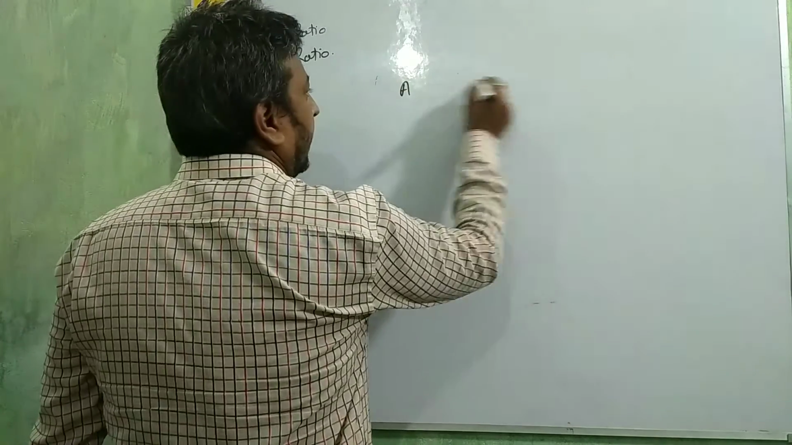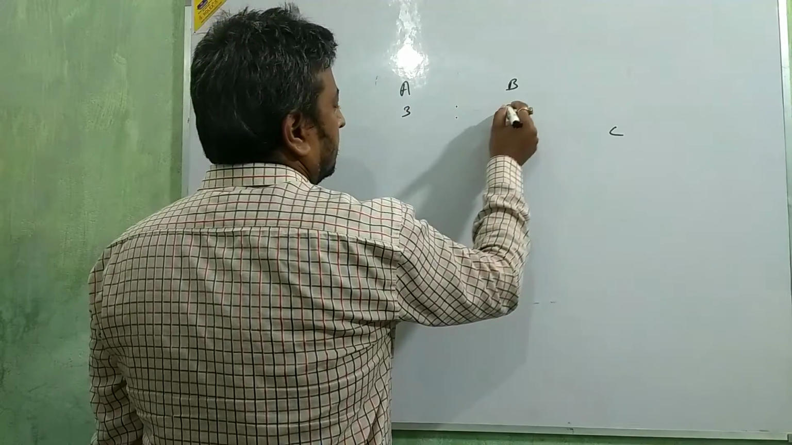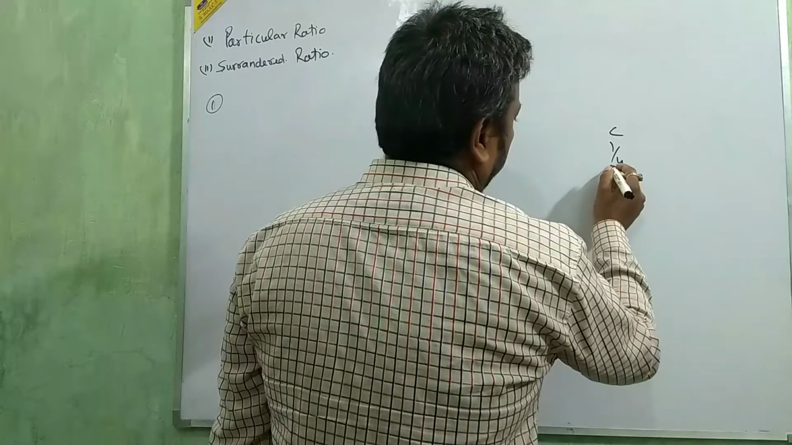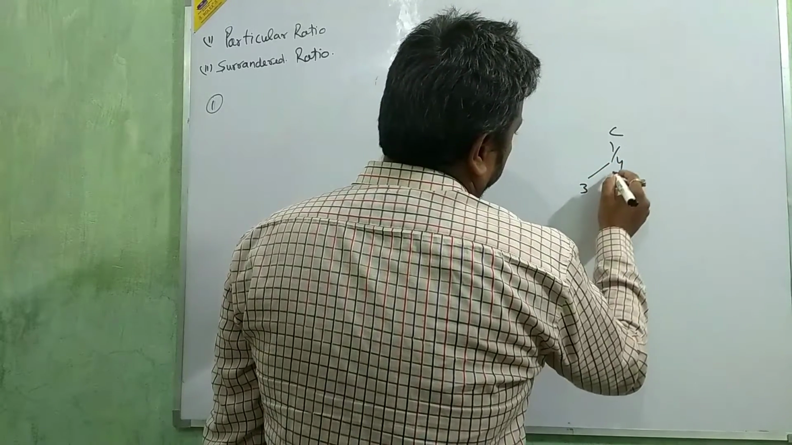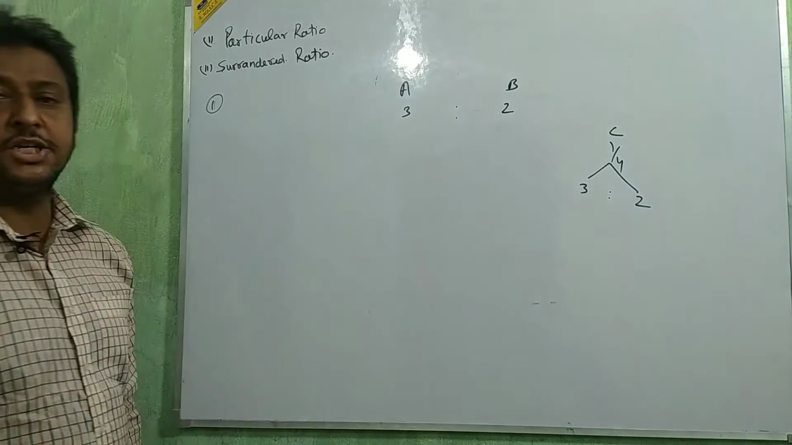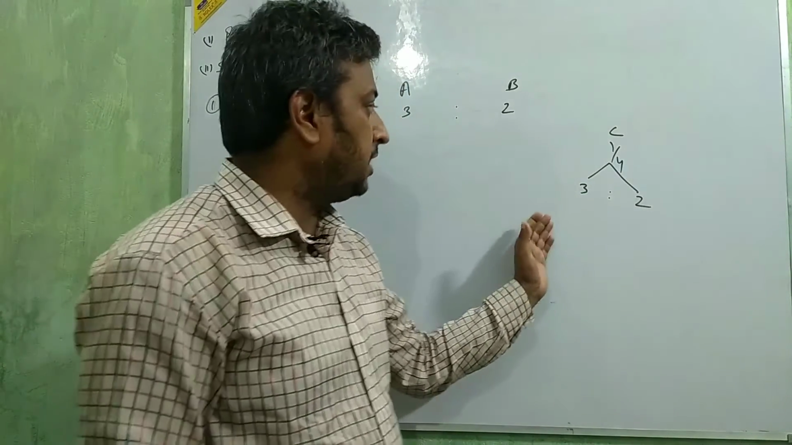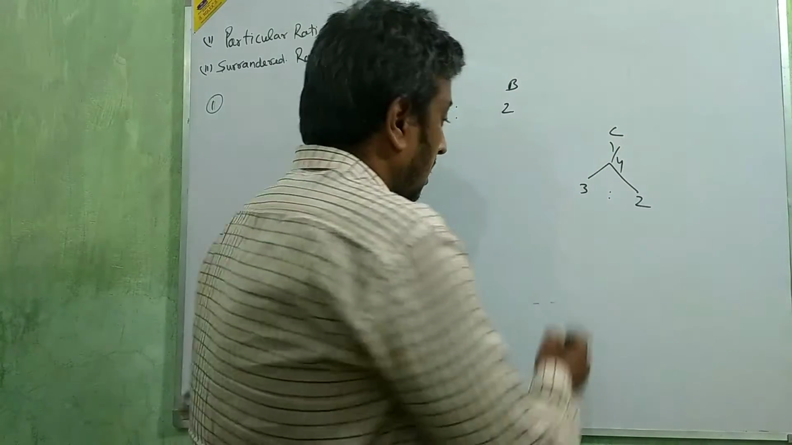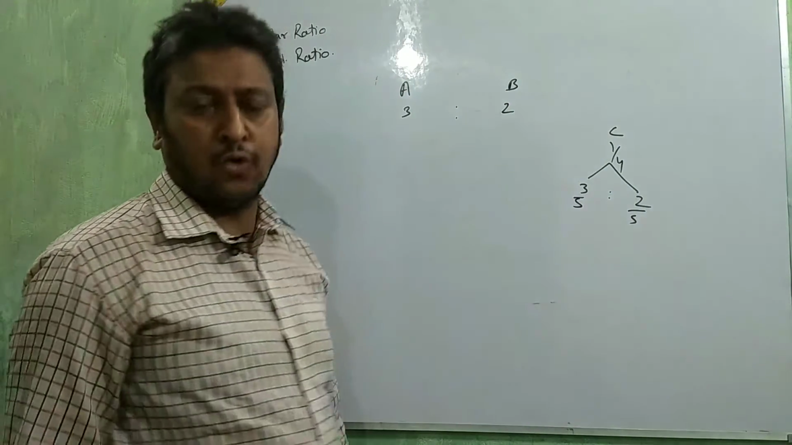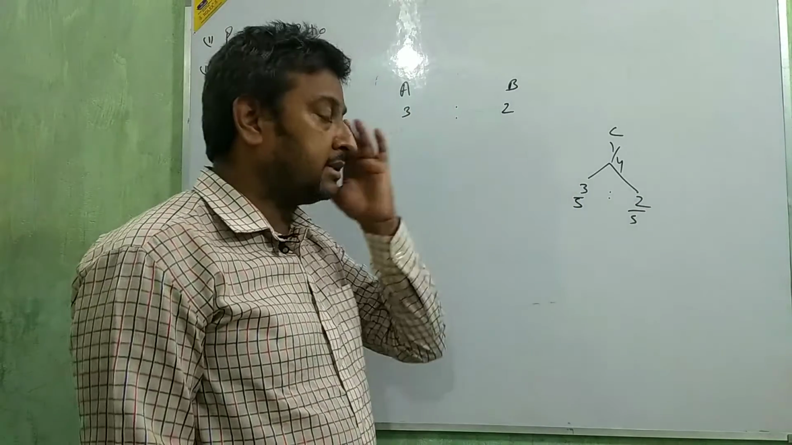Just think. A and B are partners. C is admitted for 1/4 share, and this is taken from A and B in the 3:2 ratio. Okay, beta? 3:2 ratio. Then in this type of question, first we are going to calculate 3/5 of 1/4 and 2/5 of 1/4.